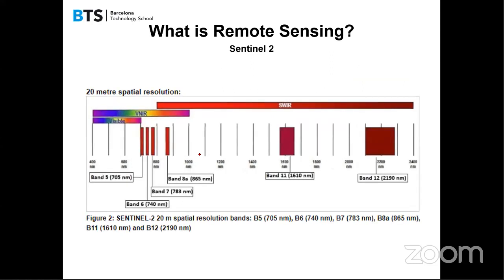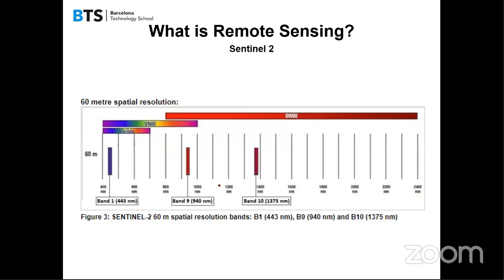And then we go with 20-meter spatial resolution, where you can image the shortwave infrared bands 11 and 12, and also the very near infrared. This is usually used for a lot of vegetation analysis and disease monitoring in plants and such. Then we also have the 60-meter spatial resolution, which is used for coastal aerosols and different parts of this.